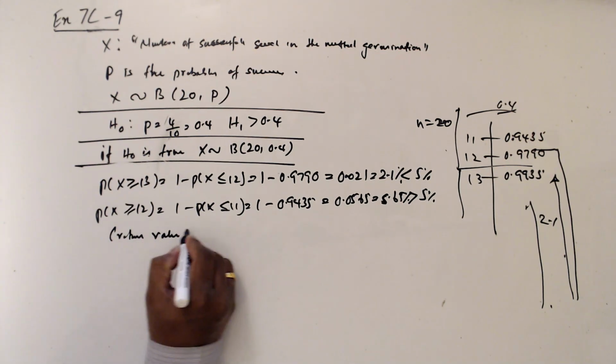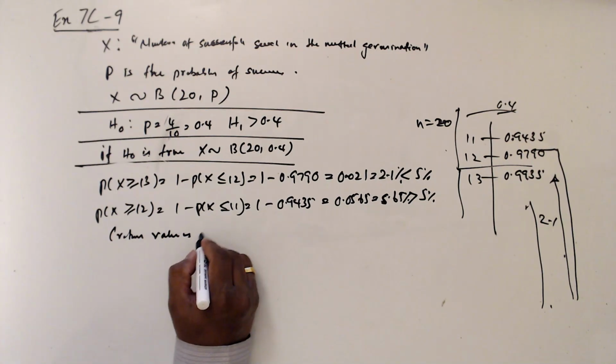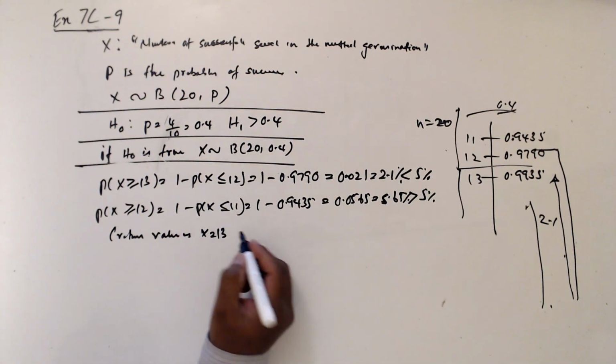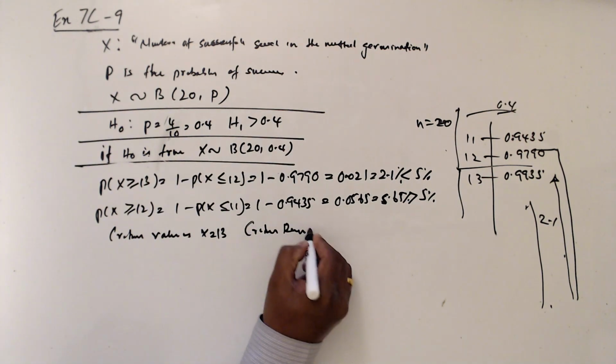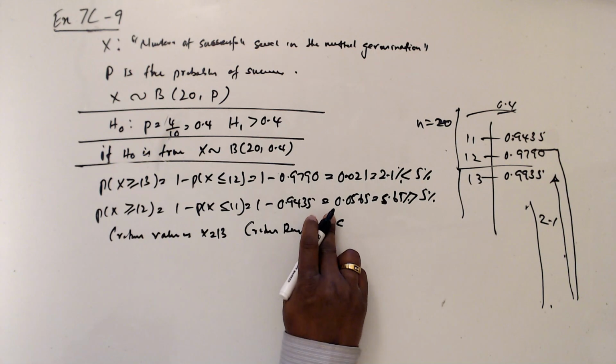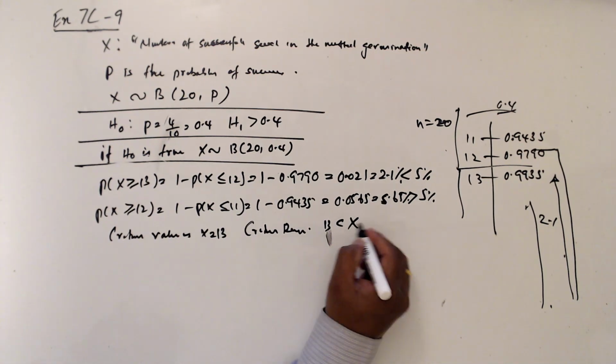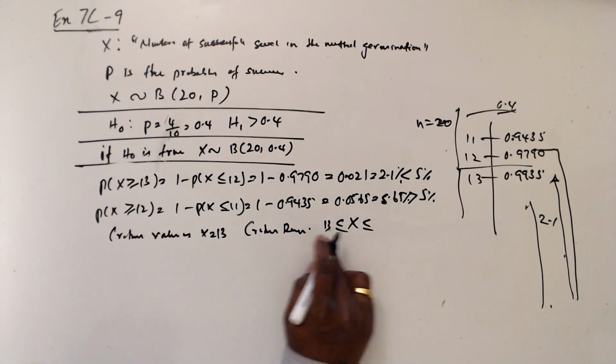Now the critical value is X equal 13, and the critical region is 13 less than or equal to X less than or equal to 20.